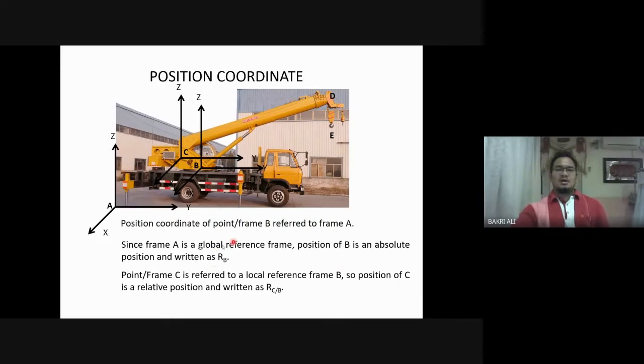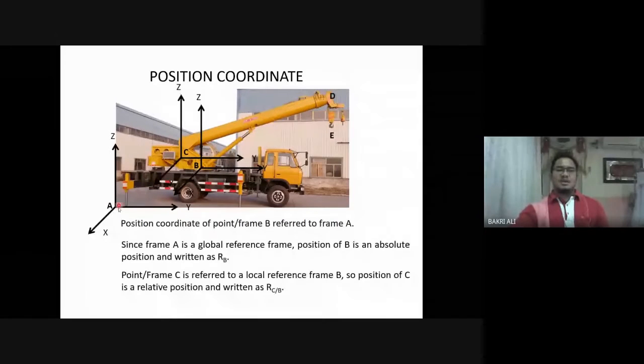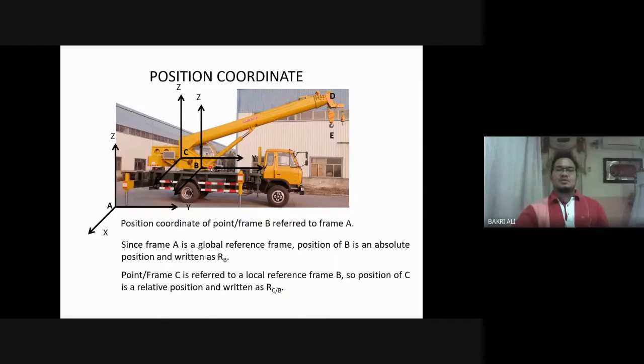And we can use it as normal. From A to B is the radius RB, or R_B, and we use only one subscript B because it is an absolute position. But from B to C, because B is moving, the position of C referred to B is a relative position, so we put R_C stroke B. The others as well: C to D is R_D stroke C, and D to E is R_E stroke D.